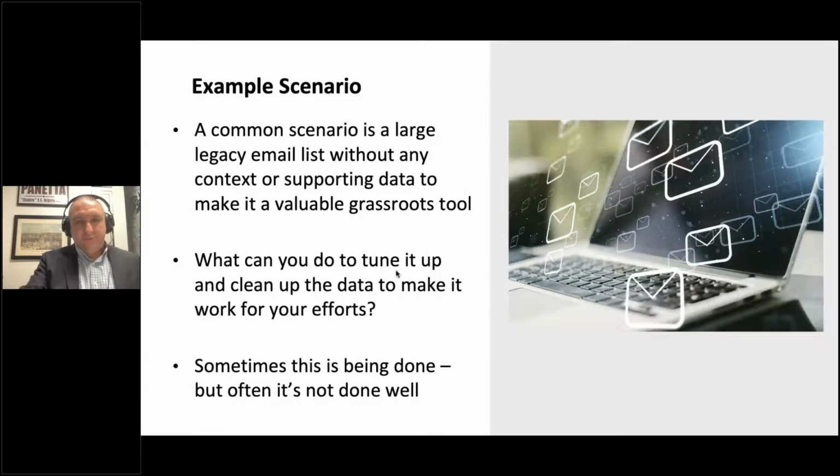I'm going to walk through a common example scenario, where you have a large email list and you don't have as much supporting data or context to really make it as valuable as a grassroots tool as it could be. What do you need to tune it up? What are the things you can do to clean up the data, make it work better for your efforts, and get more information? Lots of times groups are doing this, but it's always good to take a step back and see some ways that could be done better.